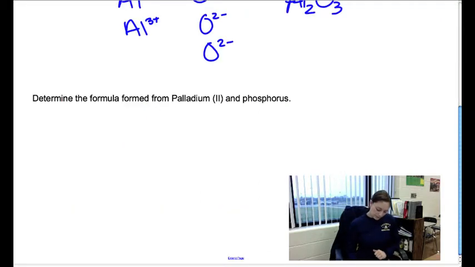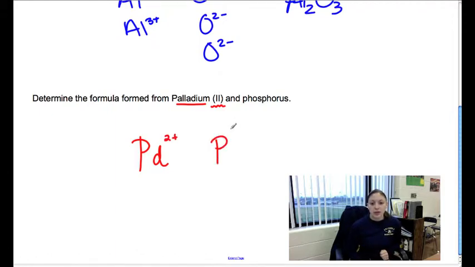Okay, let's try the last one. Palladium 2 phosphorus. Palladium is a transition metal, so what they do is they put the charge in Roman numerals. So I know it's Pd2+. They're telling you what it is. And phosphorus is in that group that wants to gain 3. It's a 3-. It's kind of just backwards of the previous problem.